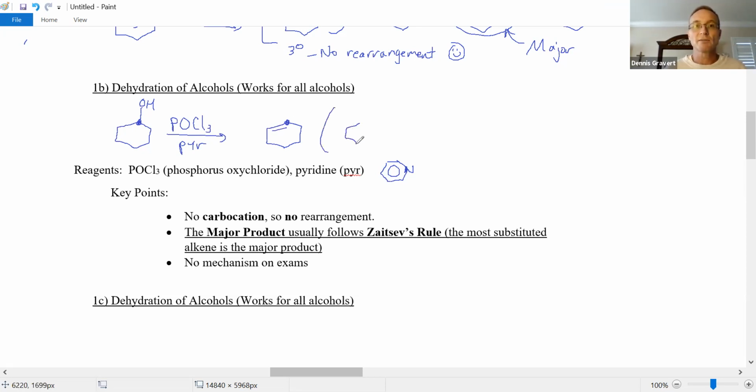And it can go to the left. It can also go to the right, but hey, that's the same molecule drawn twice. You only have to draw the product one time. Cool. And the most important feature is no carbocation, so no rearrangement. Yay. Still follows Zaitsev's rule. It doesn't work that great for tertiary alcohols, but it still can work. So I would recommend, if you're going to make an alkene from an alcohol, use phosphorus oxychloride, or do the other reaction, which is actually a review.